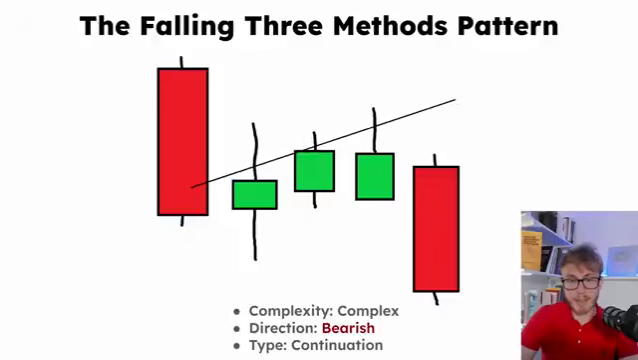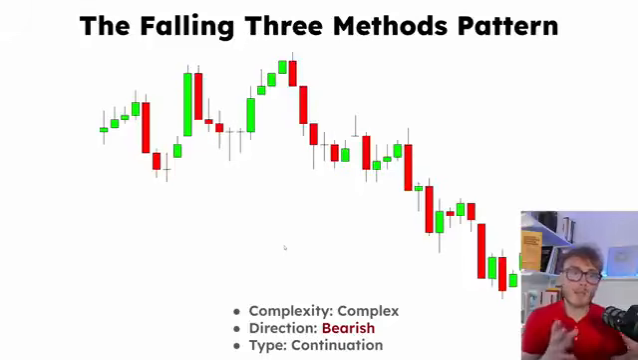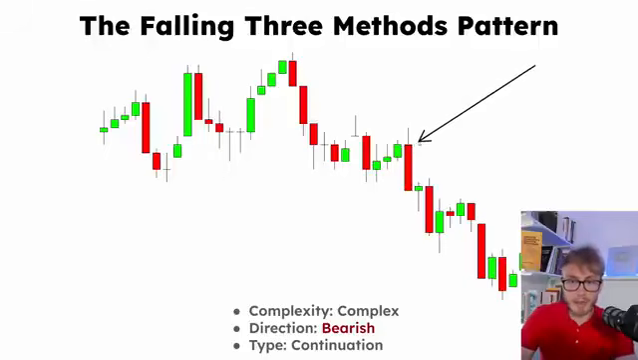This final red candle indicates that this pullback is over and that we are likely to see a continuation to the downside. All right, so now let's take a look at the falling 3 methods in a real market. As always, the very first thing we need to do is to identify the pattern. You can try to identify the pattern on your own and pause the video now. Did you find the pattern? Well, the falling 3 methods can be found right here.